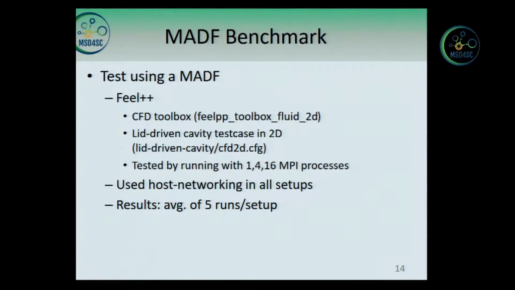For this purpose, I have made several tests using Fil++ and the included fluid toolbox. I was running the lid-driven cavity problem that is also inside this toolbox. I only changed the number of iterations to be reasonable, so I didn't have to wait weeks for the simulation to finish. To have a good picture, I tested by running with 1, 4, and 16 MPI processes, to see how well these containerization techniques can scale with MPI applications.